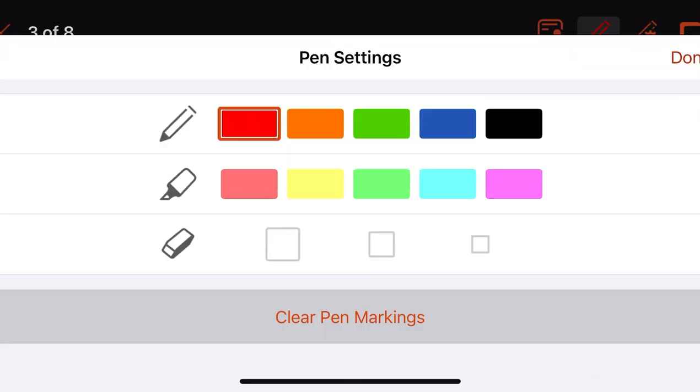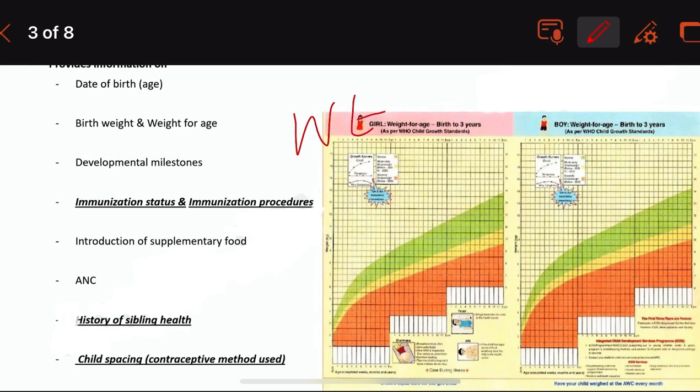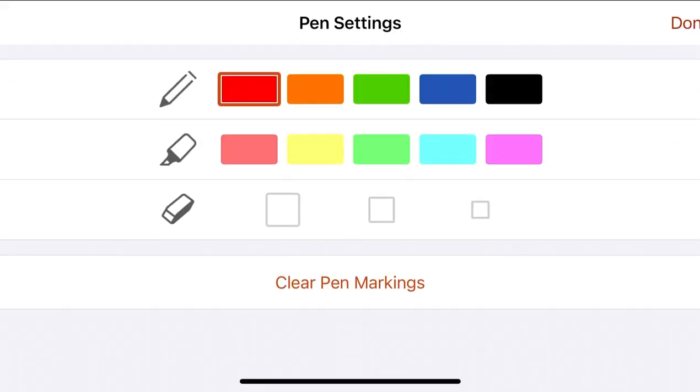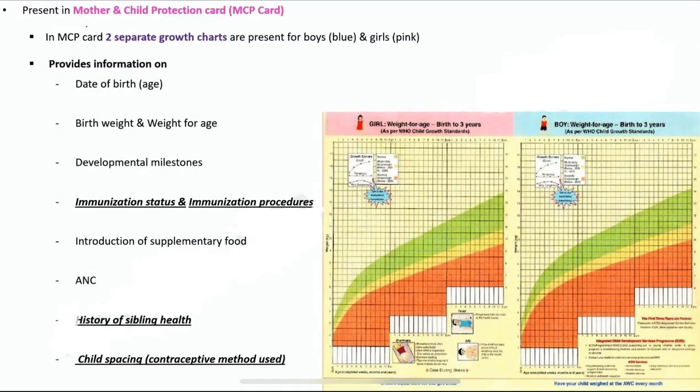We know that it is a weight for age chart where we are recording the weight of the baby in each month or in each year. So we see that we are recording the weight for that age, and the developmental milestones of the baby are recorded. We know that in the previous video we studied the various developmental milestones.